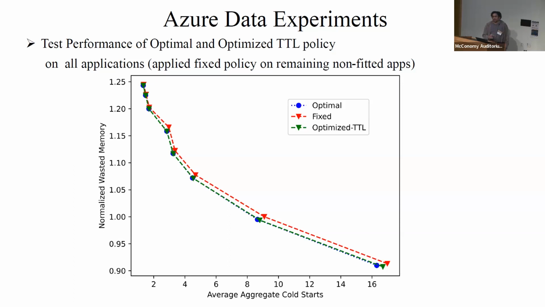This is because around 25% of the applications in the Azure dataset were identified as Hawkes process applications. So the remaining 75% of applications had different distributions. A more complete approach would be to identify the hazard rate of those distributions and apply the optimal policy according to the hazard rate of those distributions.